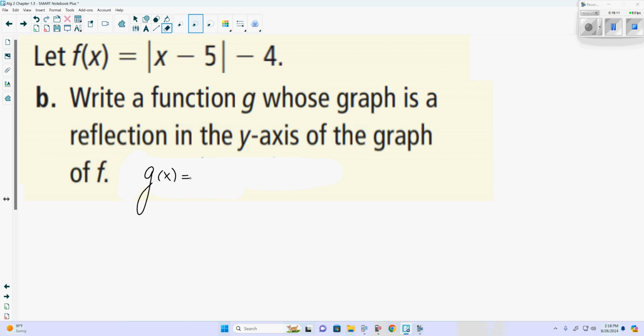So if we're talking about a reflection in the y-axis, our general form is f of negative x. In the x-axis, it's negative f of x. In the y-axis, it's f of negative x. Y-axis is f of negative x. X-axis is negative f of x. Questions?